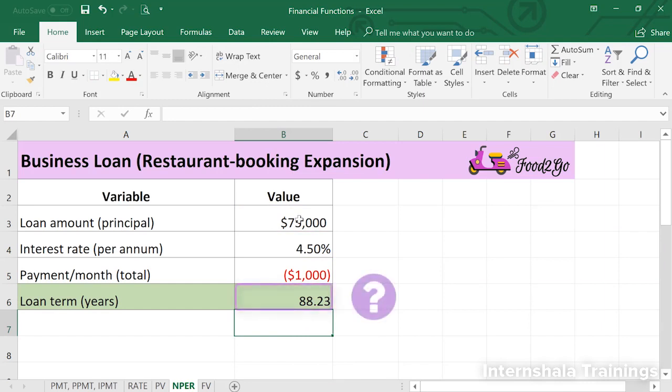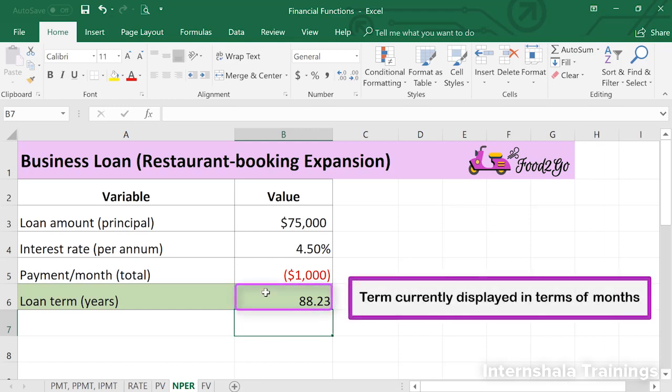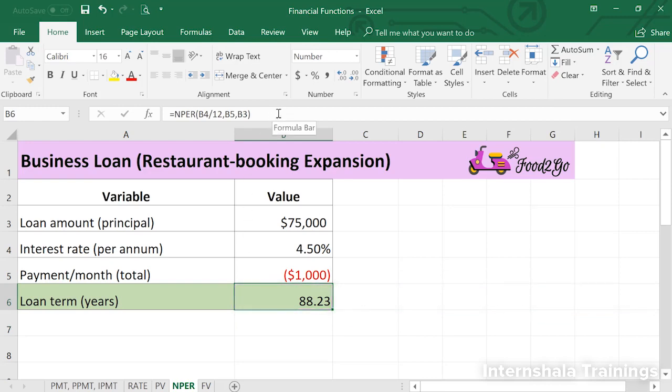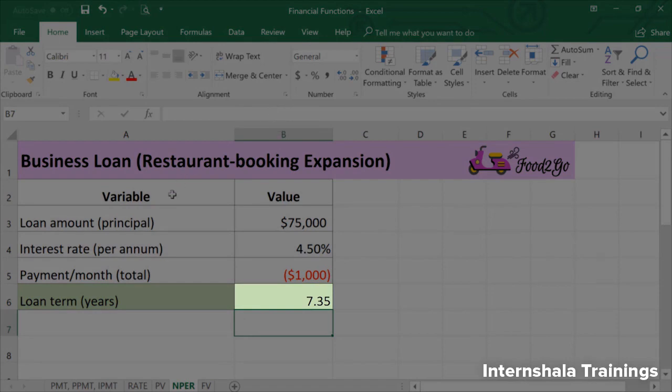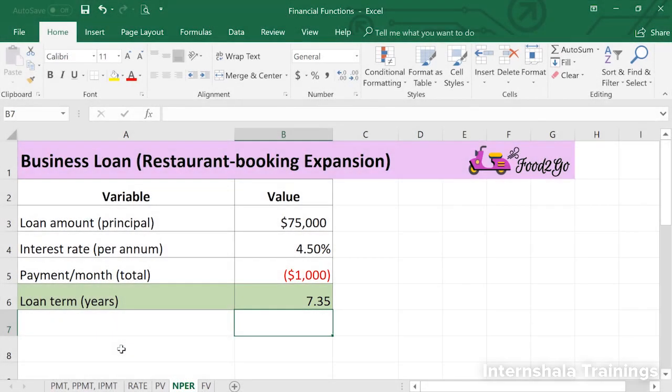Can this be right though? Will it really take Ishan over 88 years to pay back this loan? It's not like he's borrowing that much more. What we forgot was since we've entered everything monthly, the loan term is also being displayed in terms of the number of months. Therefore, we need to divide this function by 12 and we will end up with 7.35 as the loan term, which means it will take Ishan about 7 years and 4 months to pay back this loan.